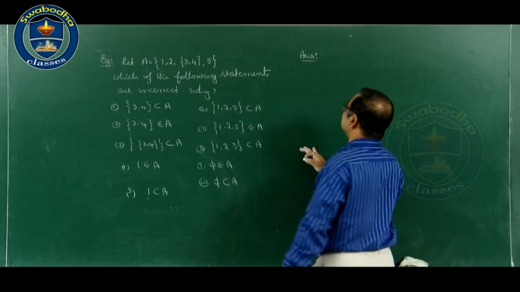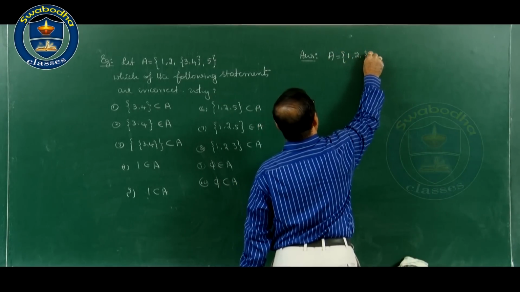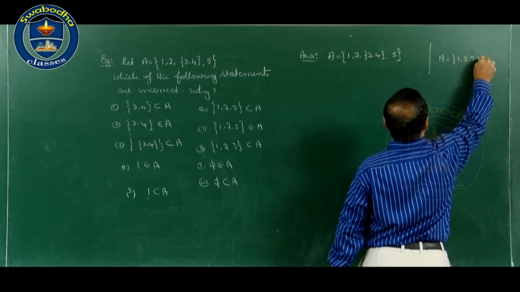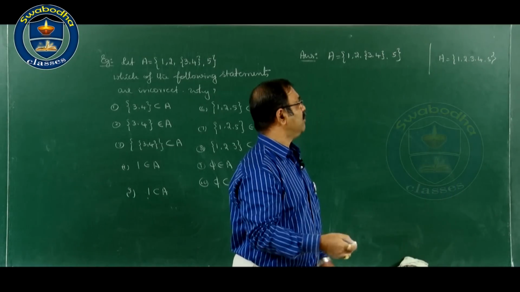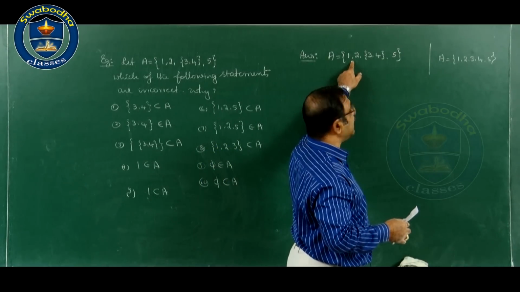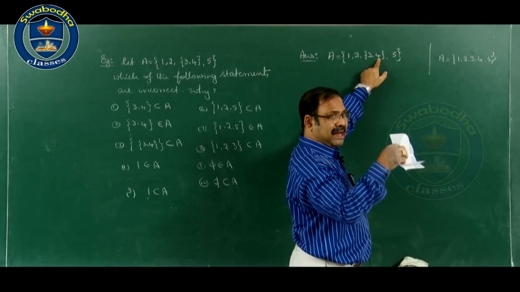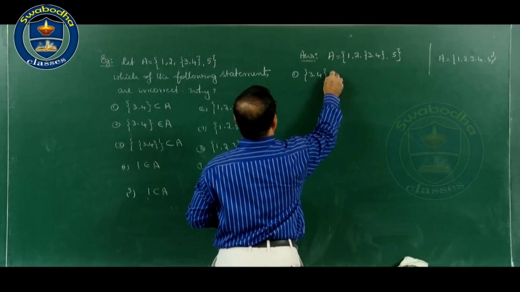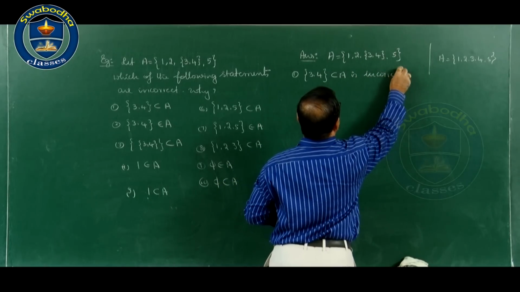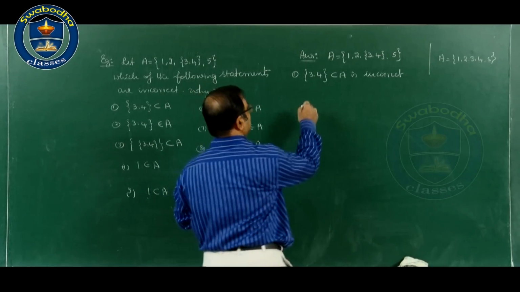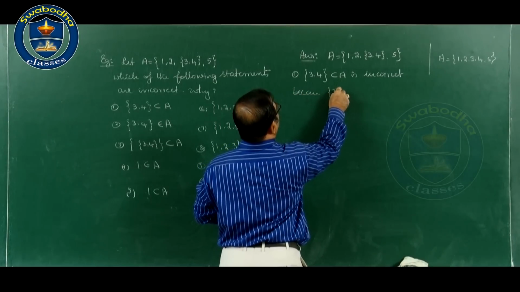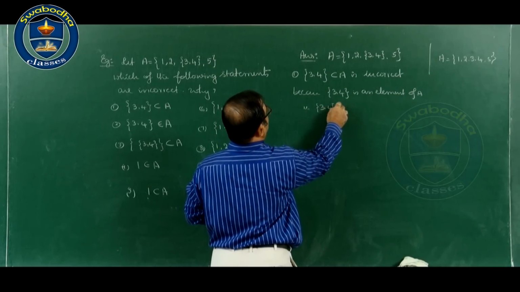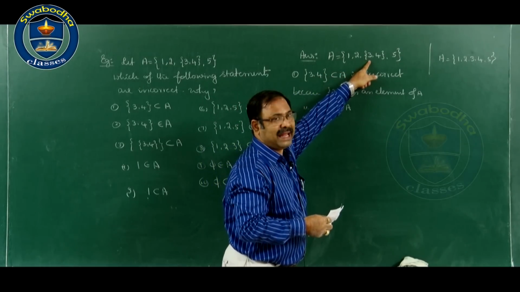We verify it. See, what is the set given? Set is given as 1, 2, 3, 4 and 5. If I just give a set like this, A is {1, 2, 3, 4, 5}: 1 is an element, 2 is an element, 3 is an element of A, 4 is an element of A, 5 is an element of A. But in this case, 1 is an element of A, 2 is an element of A, {3, 4} together is an element of A, 5 is an element of A. So the first one, {3, 4} is a subset of A, is incorrect. Why is it incorrect? Because {3, 4} is an element of A. Now the second one, {3, 4} belongs to A. Because here, see, {3, 4} is an element of the given set.